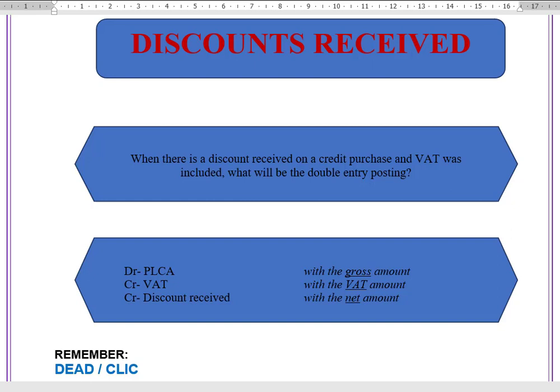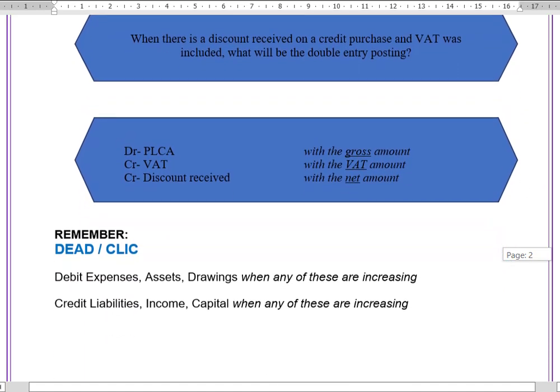Then, of course, when you say discount received, I was owing somebody. Now I have paid them, but I didn't pay them the full amount because they offered me a discount. That discount proportion, that amount that I am not paying them, is not owed to them anymore. So they are no longer creditors in my hands. I have to reduce the creditors, and creditors is a liability. Your liability in this case is reducing.